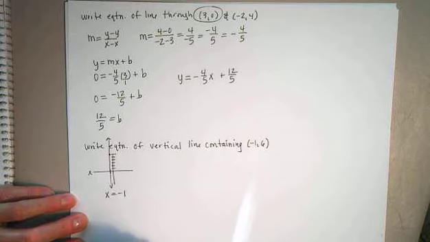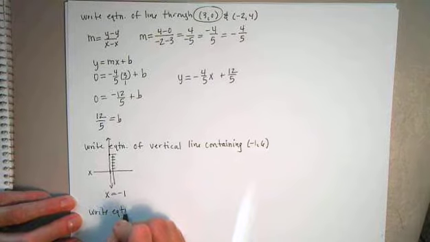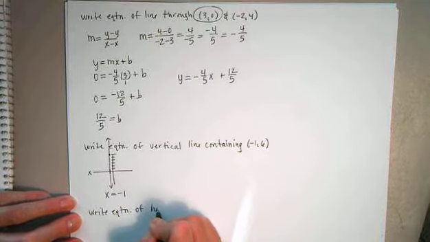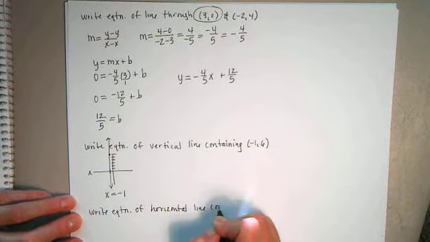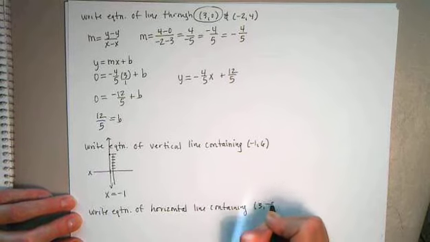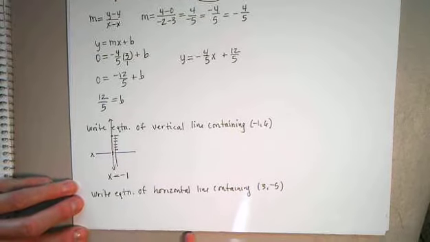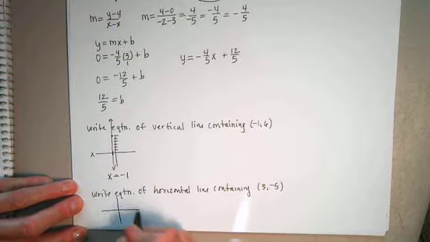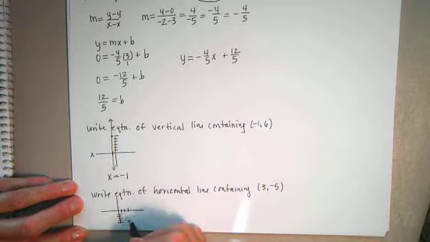Done. In fact, let's do a horizontal one, just to make sure we're straight. Find the equation of, let's pretend they said a horizontal line. And let's say it contains 3, -5. So, drawing that, I'm going to go over 3, down 1, 2, 3, 4, 5. And there's that point. And this one says it's horizontal. So, it looks like this.